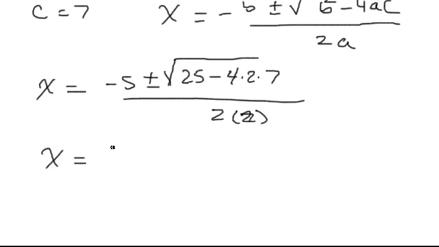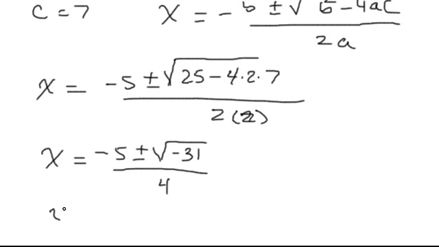So we end up with x is equal to negative 5 plus or minus the square root. Now let's see, 2 times 4 is 8, and 8 times 7 is 56, so 25 minus 56, that's going to be minus 31. So we're getting a negative under the radical here, which means that we have a complex solution, and 2 times 2 is 4. So we're going to end up with x is equal to negative 5 plus or minus i square root of 31.